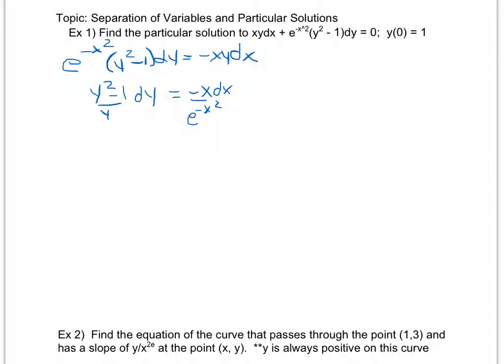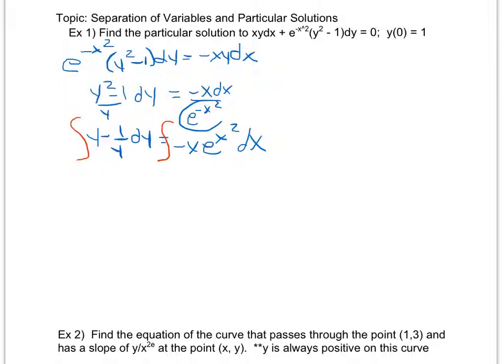I'm going to write this as y squared over y and 1 over y, because I know I'm not going to be able to integrate as long as there's a quotient there. That gives me y squared over y, which is y, minus 1 over y, dy equals... also I'm going to move this e to the negative x squared up, because then the exponent will lose its negative and become positive. So then I will have negative x e to the positive x squared dx, and now I'm ready to integrate each side. So I'm going to squeeze my integral signs in.